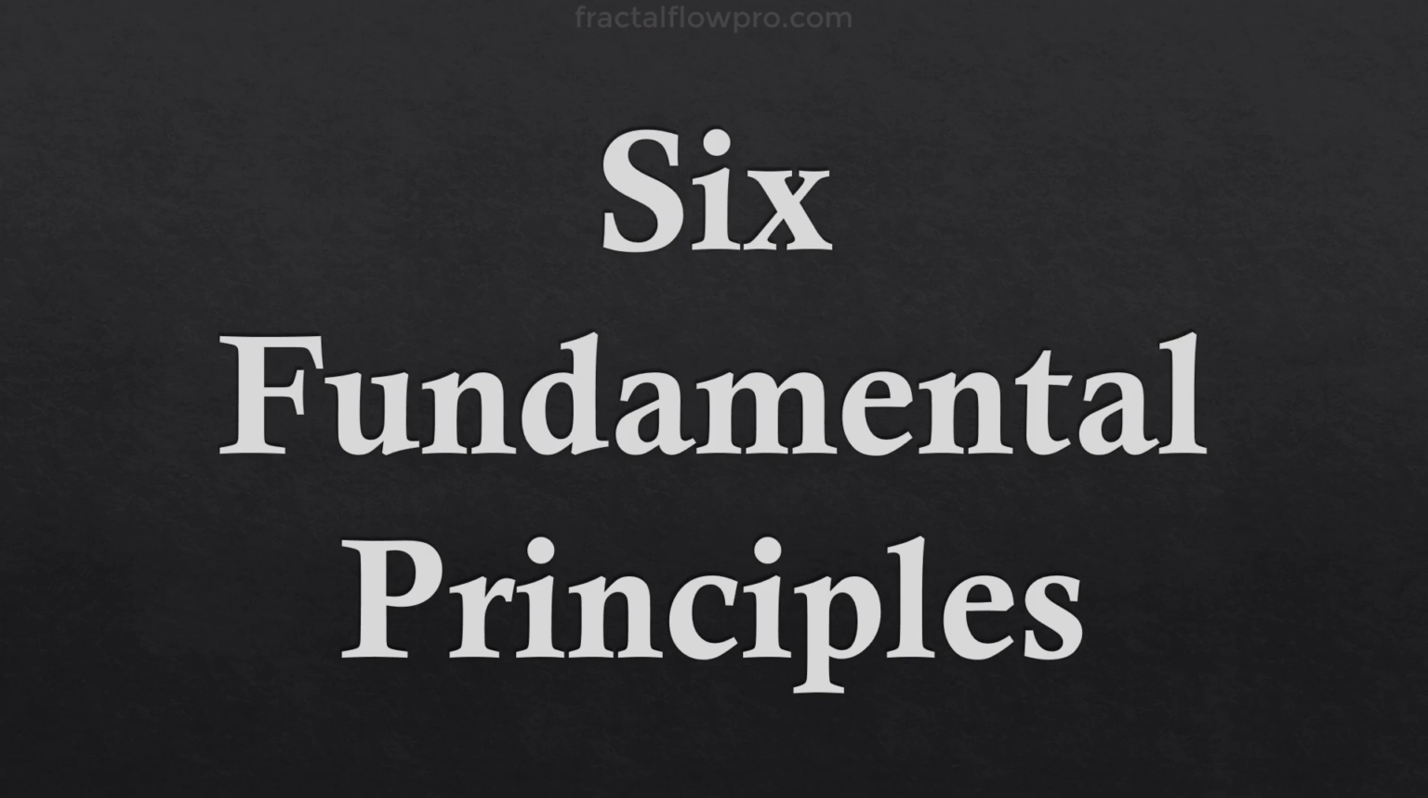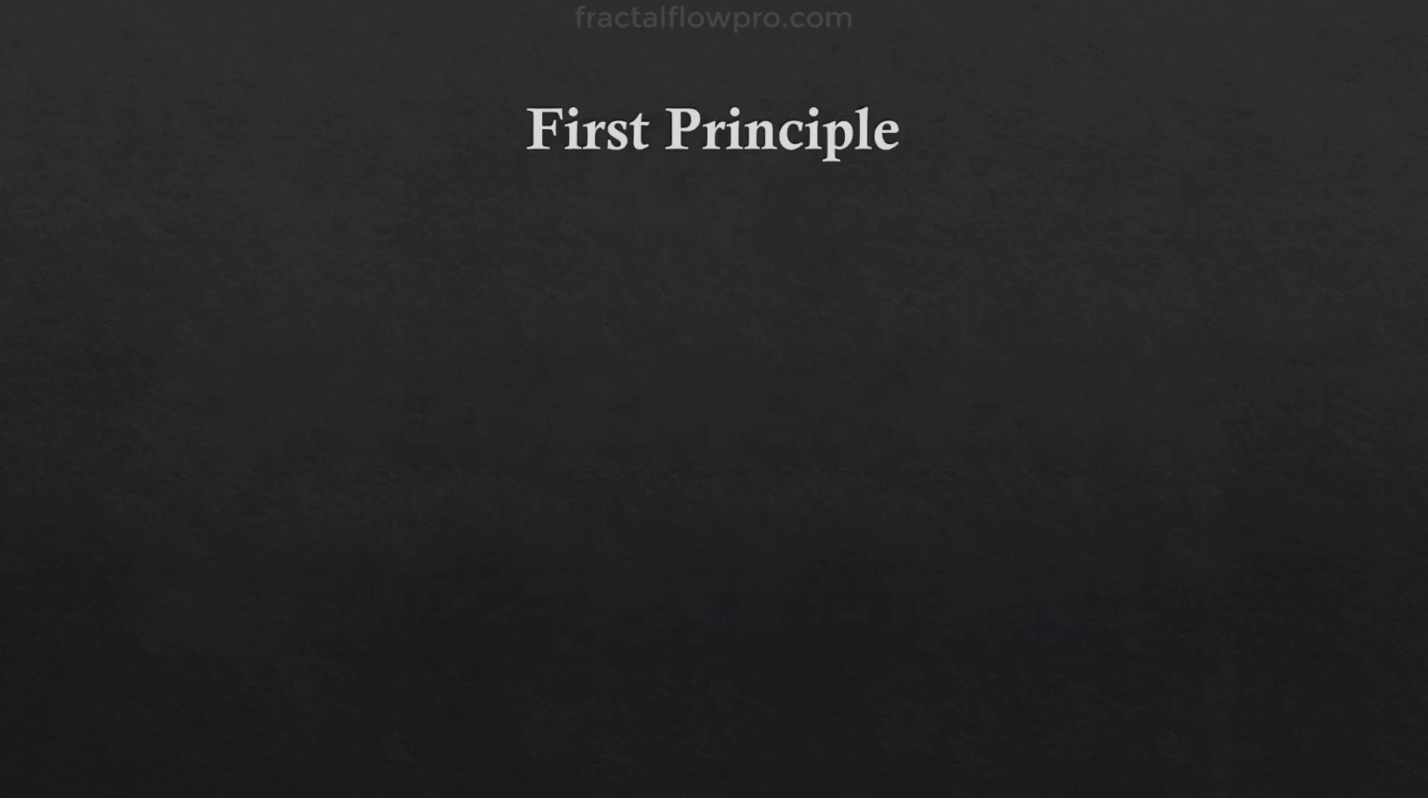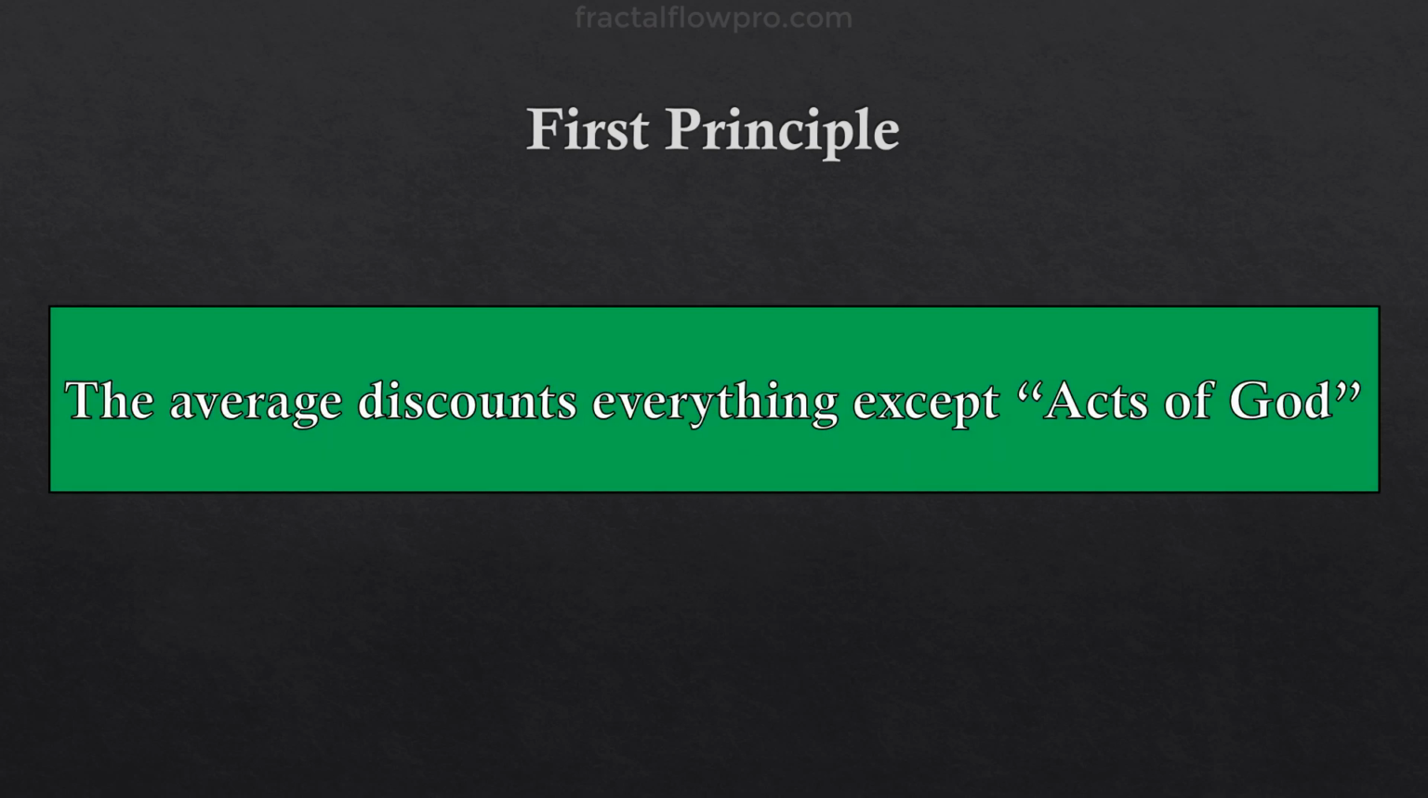The best way of understanding the theory is to go through each of the 6 fundamental principles one by one while analyzing their properties. The first principle claims that the average discounts everything except what Charles Dow used to call acts of God. Even though this is a short principle, we must apprehend what Charles Dow meant by the term discount and the expression acts of God.